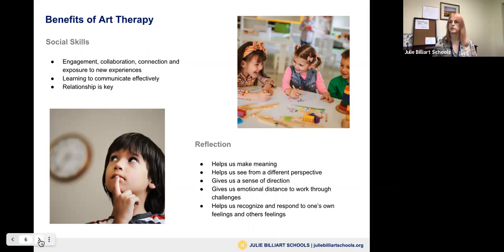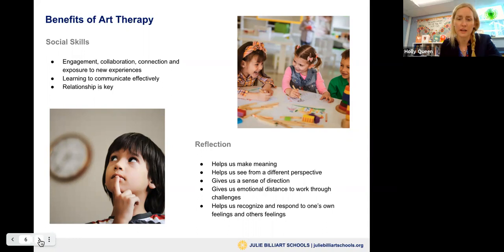I was going to add one thing that I encourage: sharing their artwork if they feel comfortable, under social skills, but also reflection and helping them to listen to someone else's story. Focusing on how to support one another is very important, I believe, too, that we can practice in art therapy. I agree, very important.